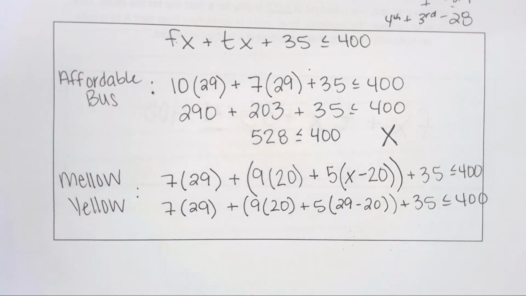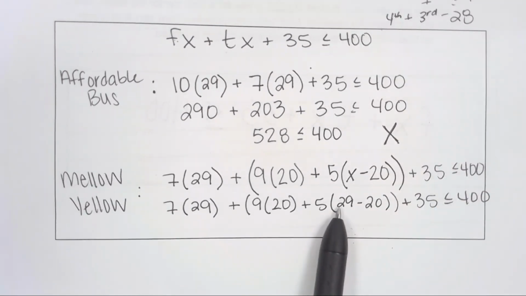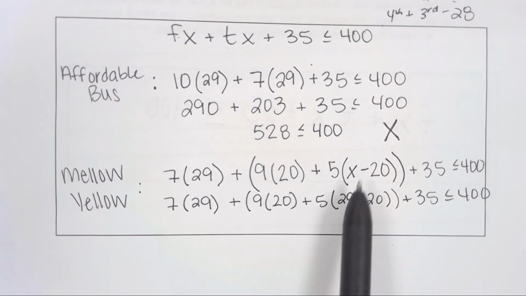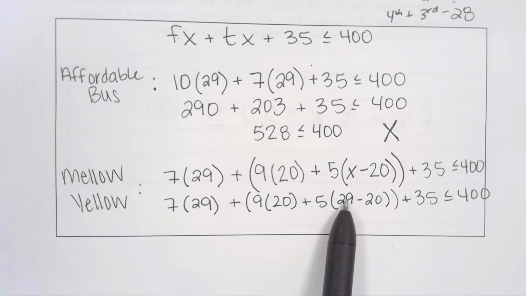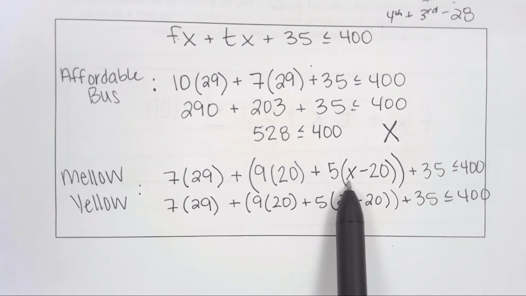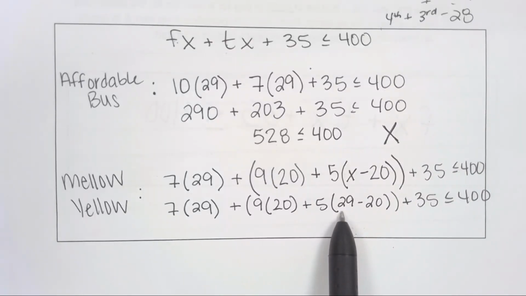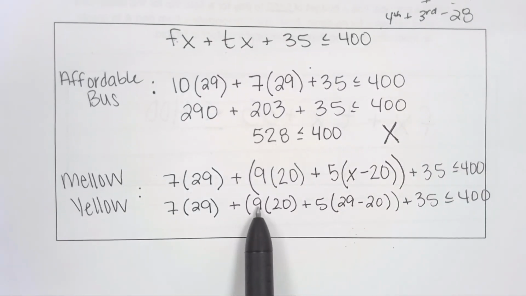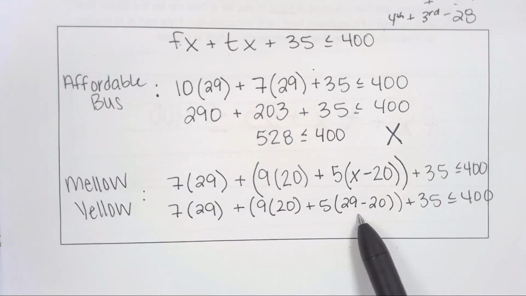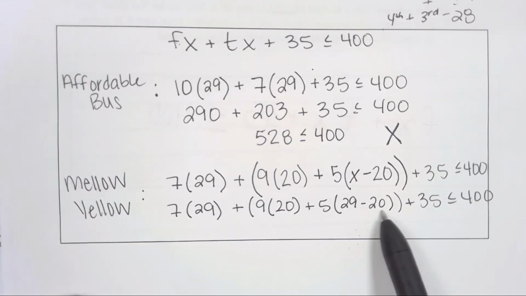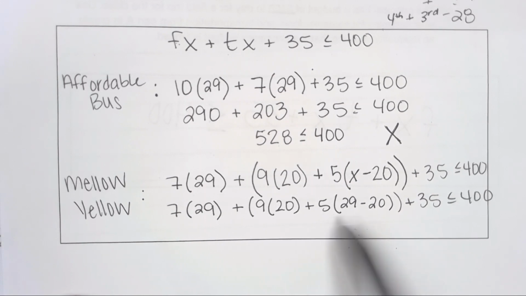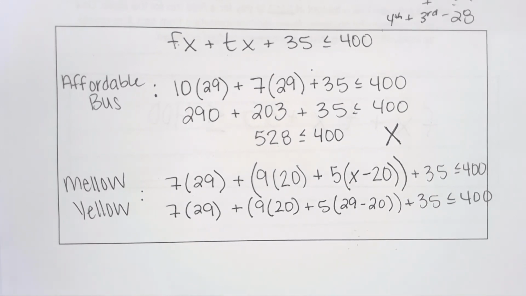So if you guys were in fourth or third period, instead of plugging in 29 here, you would plug in 28. Same thing with sixth period. Instead of plugging in the 29, you would plug in 26 here. Okay. So 20 students, $9 for the first 20 students. And then after those, you have to account for the rest of the students, and they would be $5 for transportation.